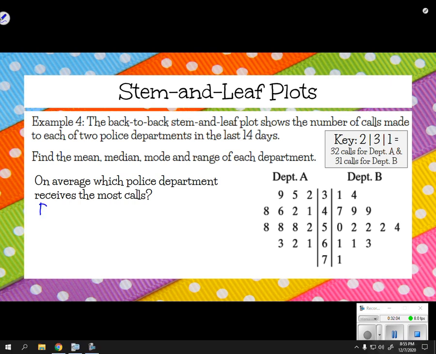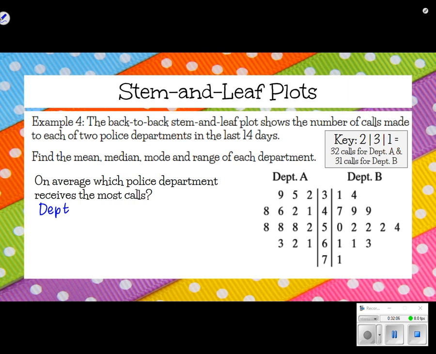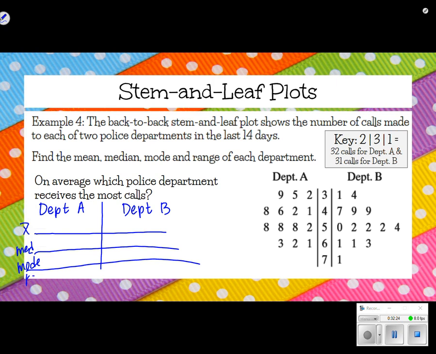So what I'm going to do here is I'm going to set this up. Department A, Department B. I want mean, so I want X bar. I want median. I want mode. And I want range. All right, so that should be able to fill that in. And we may be able to tell the mode. The mode is the one that happens the most.